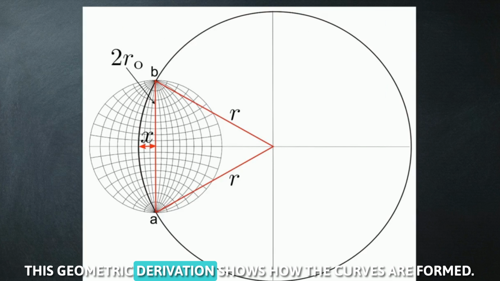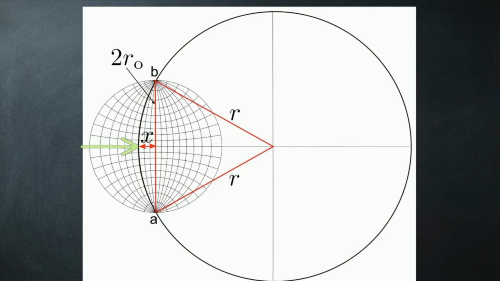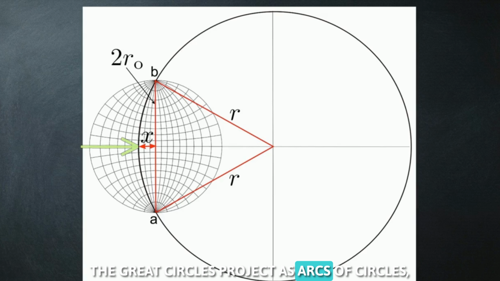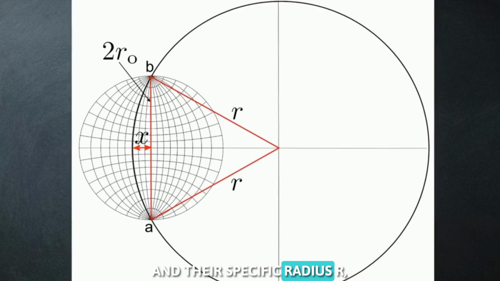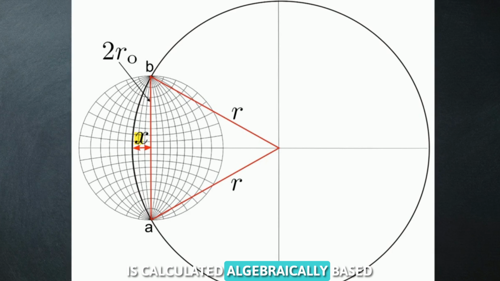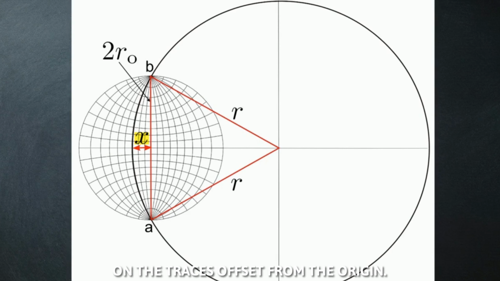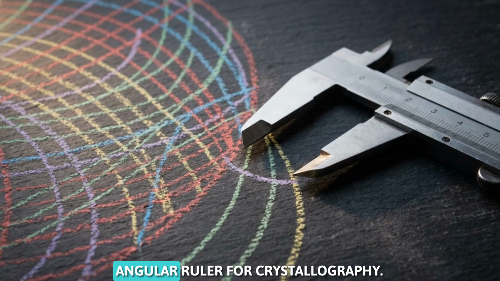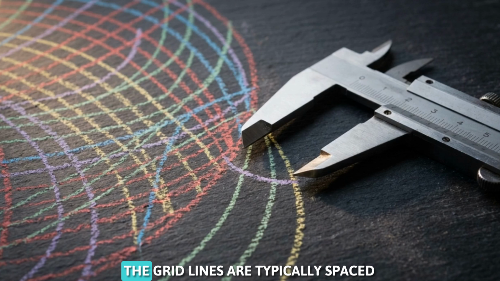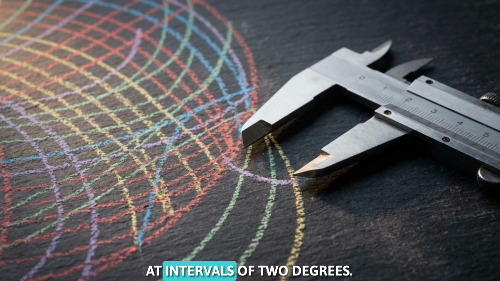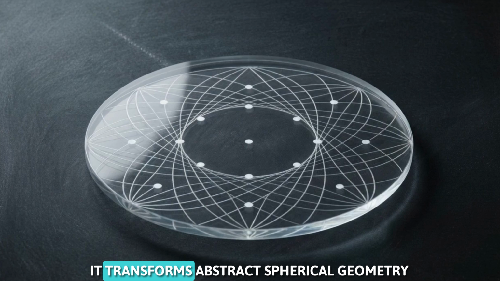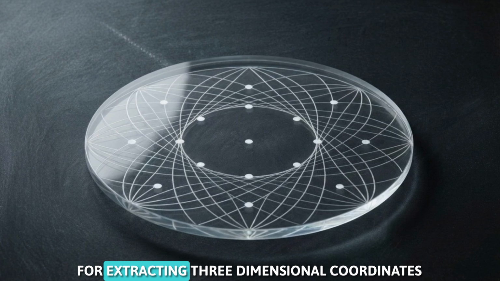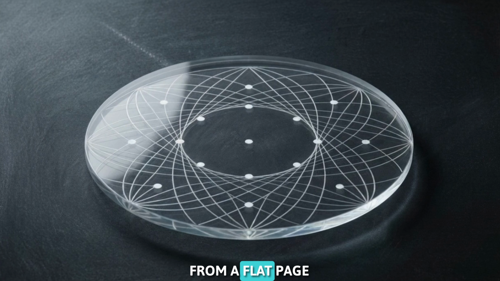This geometric derivation shows how the curves are formed. The great circles project as arcs of circles, and their specific radius, r, is calculated algebraically based on the trace's offset from the origin. In practice, the Wolf net acts as a standardized angular ruler for crystallography. The grid lines are typically spaced at intervals of 2 degrees. It transforms abstract spherical geometry into an actionable tool for extracting three-dimensional coordinates from a flat page.